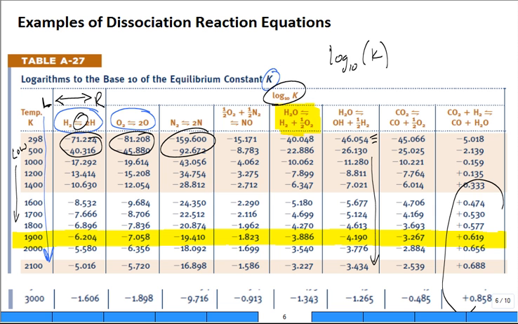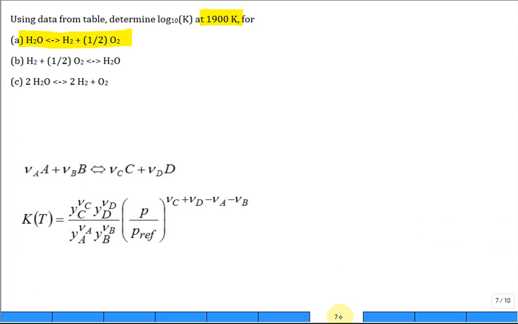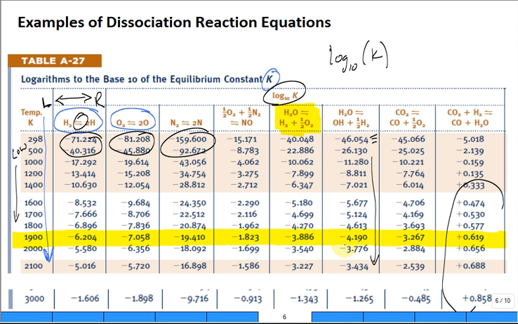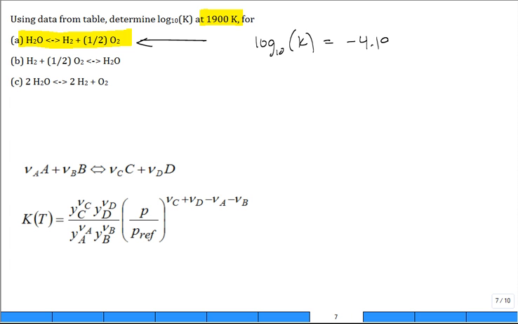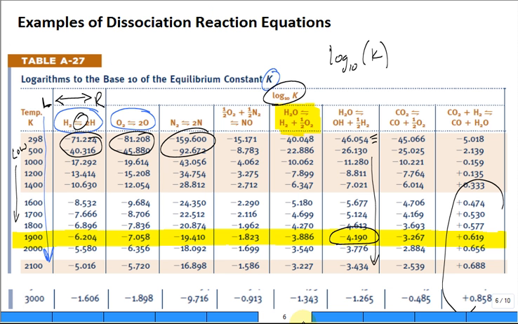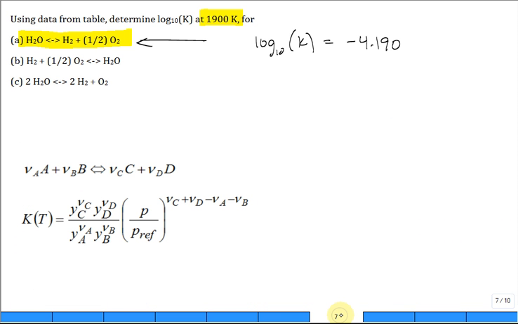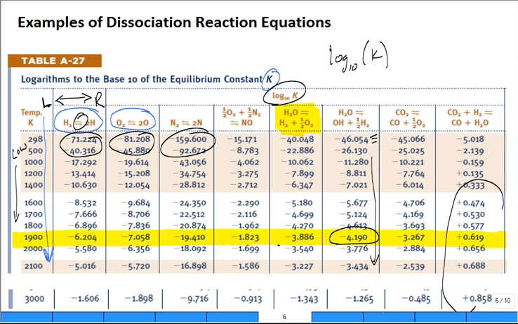So in our problem, from the data in the table, we're asked to determine log base 10 of K for that reaction. So for this reaction, log base 10 of K is equal to, did I get that right at 1900? Negative 4.190. Oops. Is it H2 plus half O2? Oh, thank you, thank you, thank you.